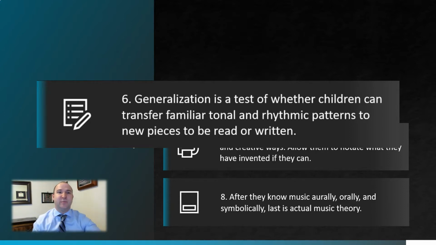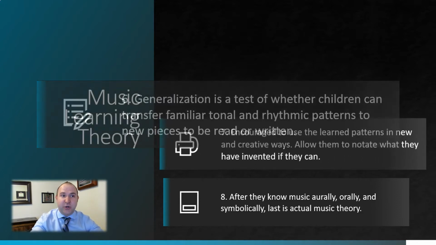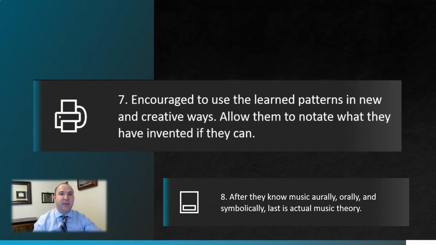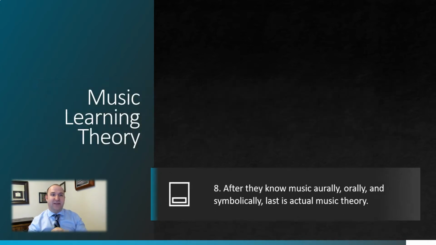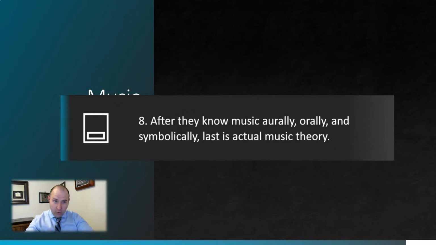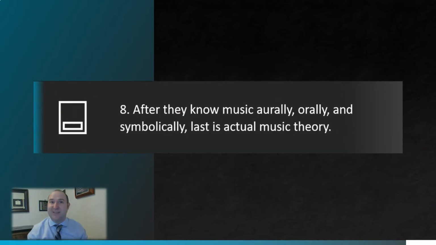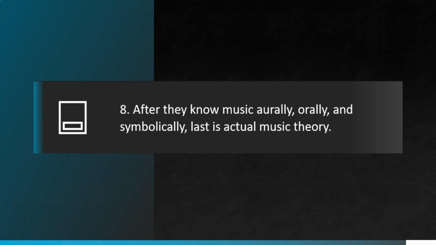This means sight reading should be easier because of audiation. Step 7. Encourage the students to use the learned patterns in new and creative ways. Allow them to notate what they've already invented if they can. And step 8, the last one, after they know music orally and symbolically, last is actual music theory. Yay!